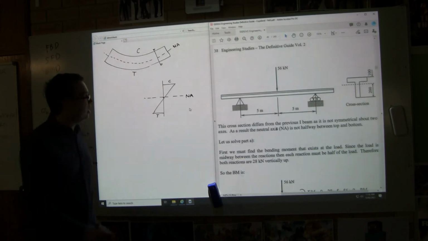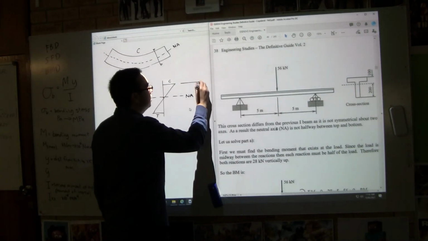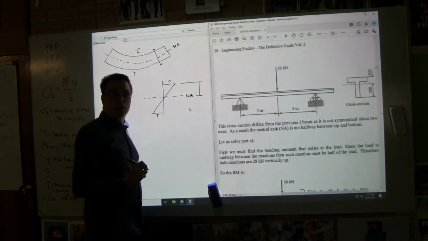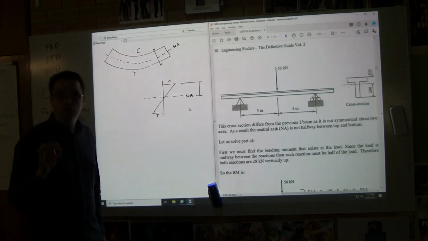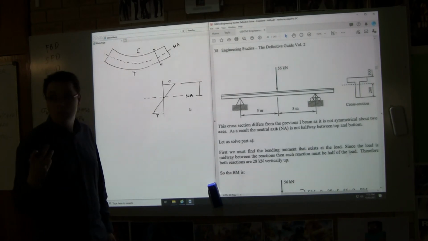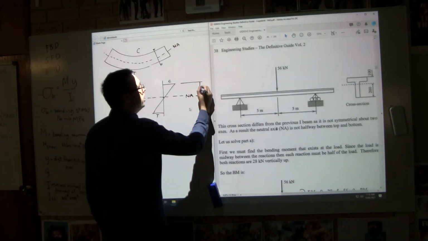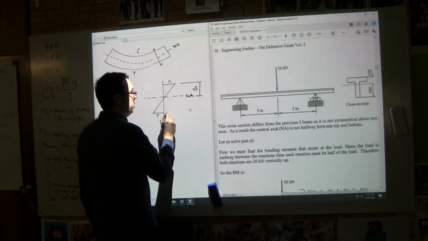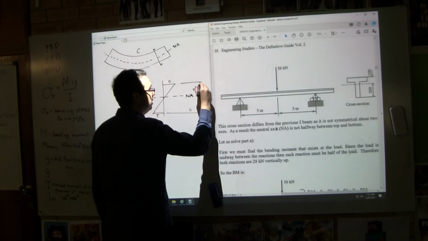Now, the y value is the distance from the neutral axis to the extreme compression, right? The molecule of steel, or the atom of steel that is in most compression or most tension, yeah? So this is yC, and this one here is yT.